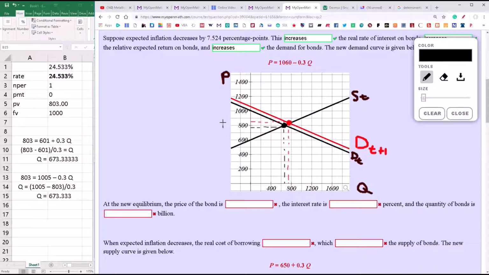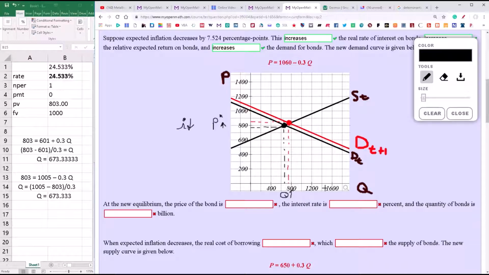So this causes the price to go up. I'll just call it P star. And the interest rate to fall. Because remember, interest rates and prices are inversely related. It also results in quantity being increased, right? Okay, so that's how you would graph that diagram.